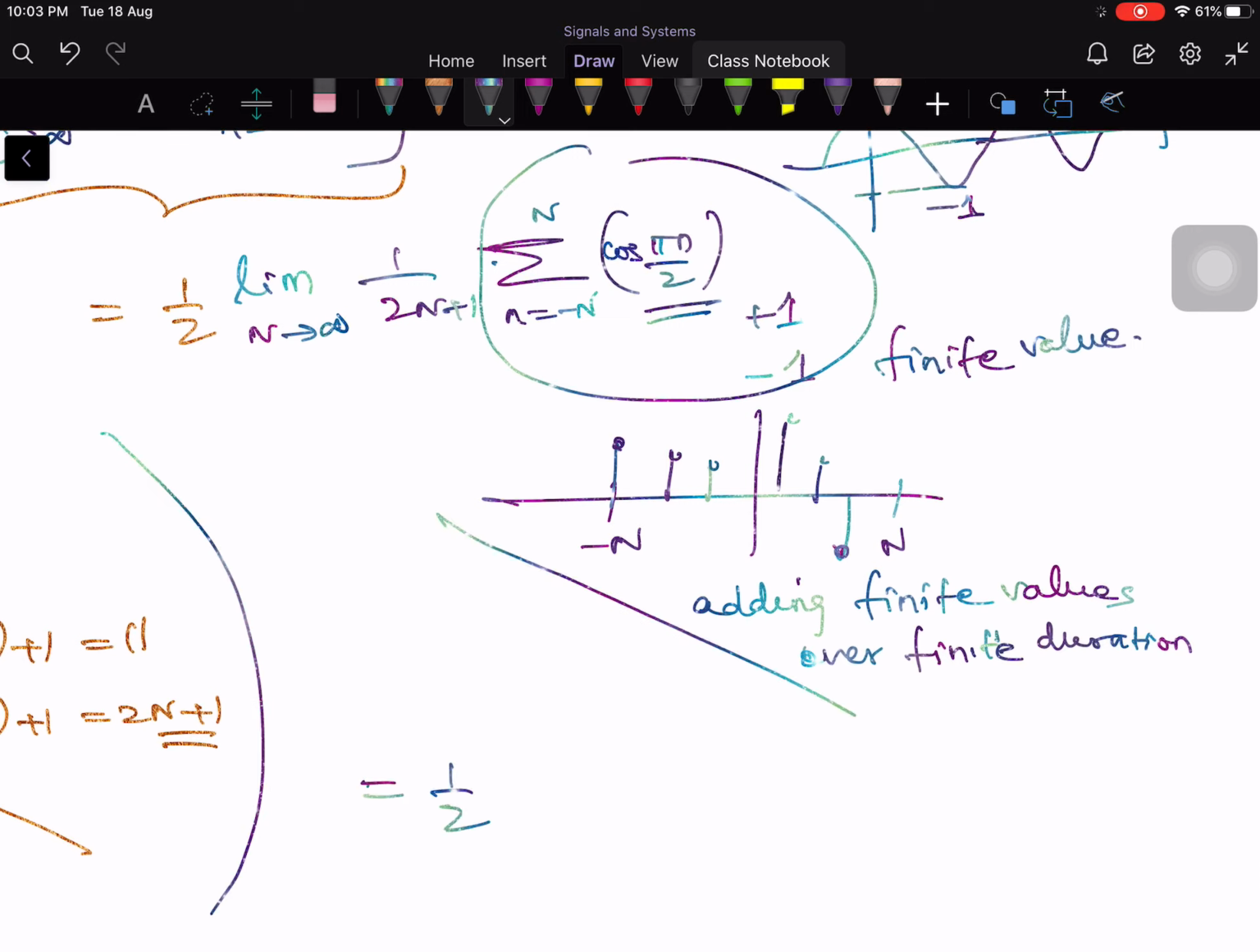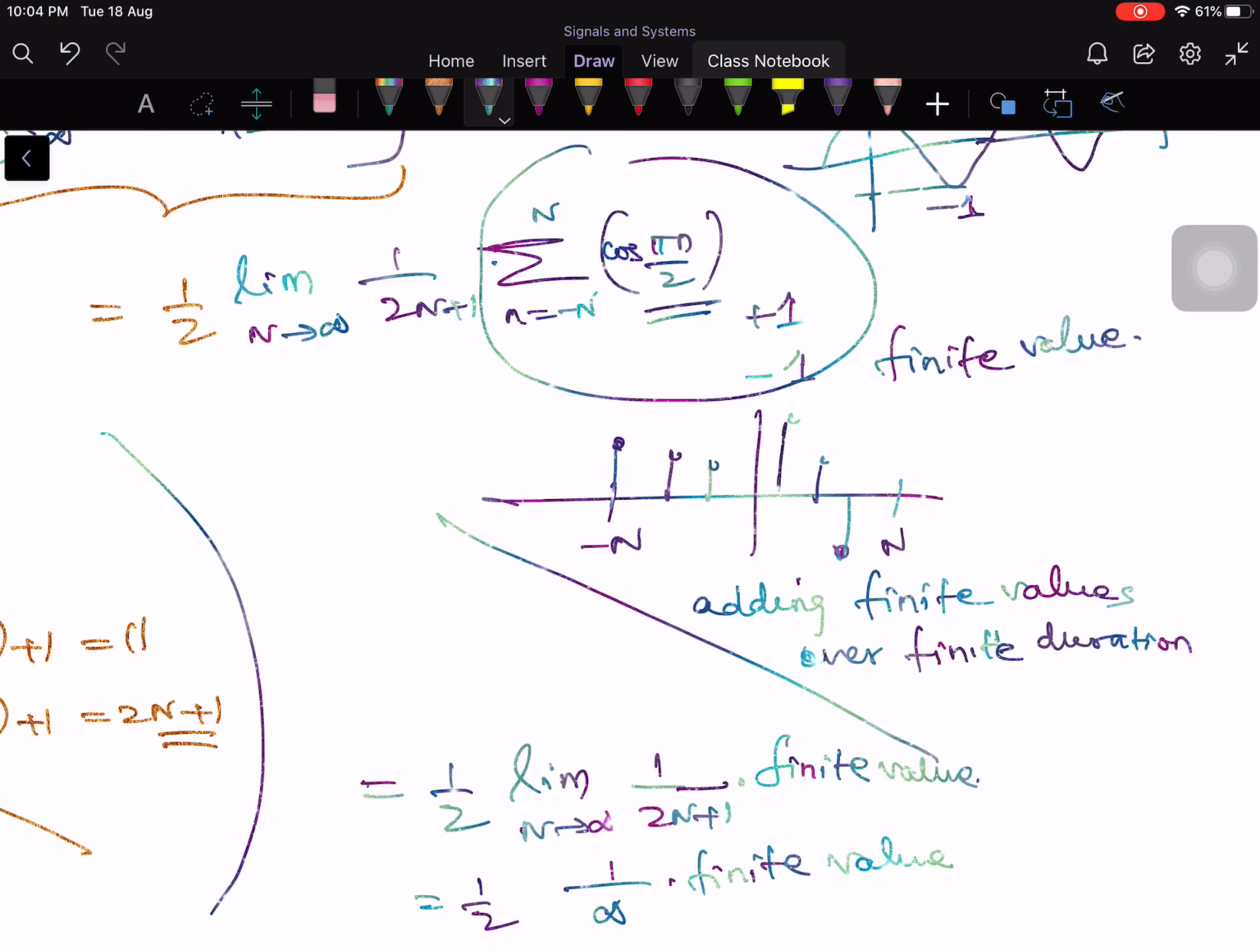So 1/2 limit N goes to infinity 1 over 2N plus 1 times some finite value. We don't bother what that value is. Anyway, we are not going to use it since we have 1 over 2N plus 1 in the denominator. So no need to find out the exact value. So you have some finite value in the numerator. Now let us allow this N to go to infinity: 1 over infinity times a finite value.